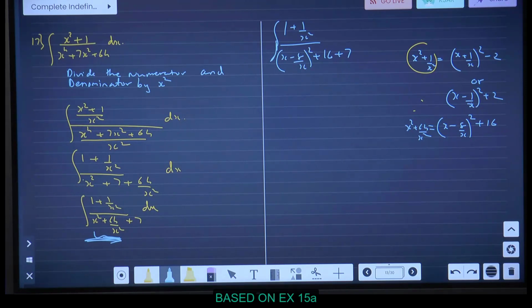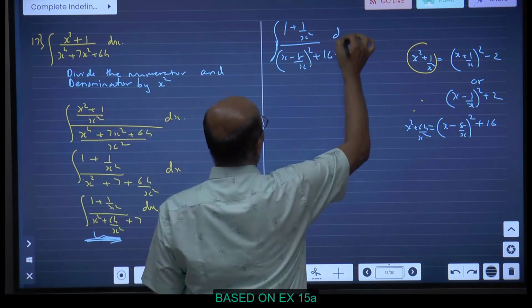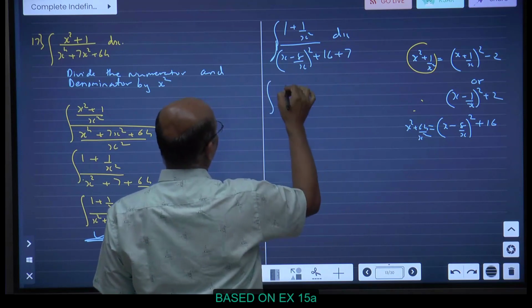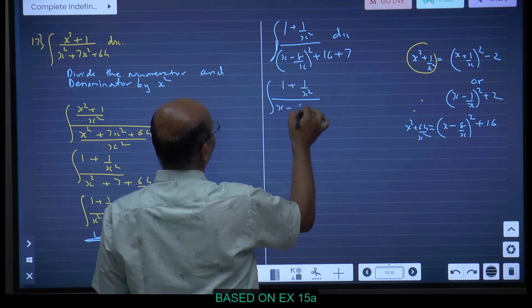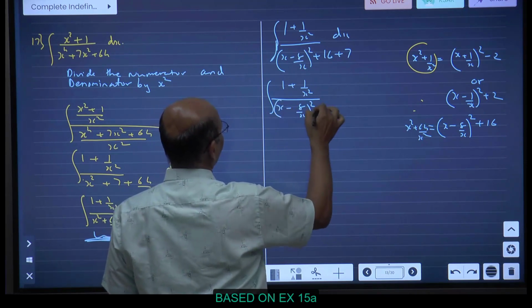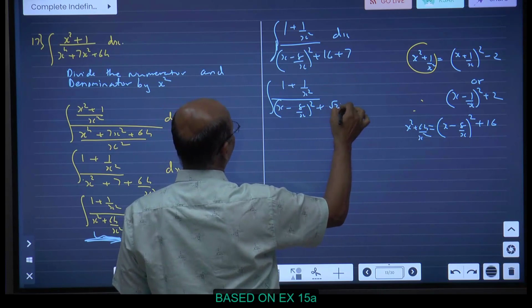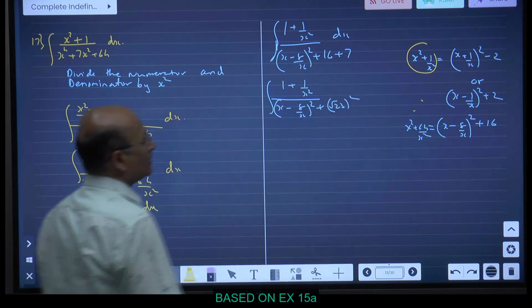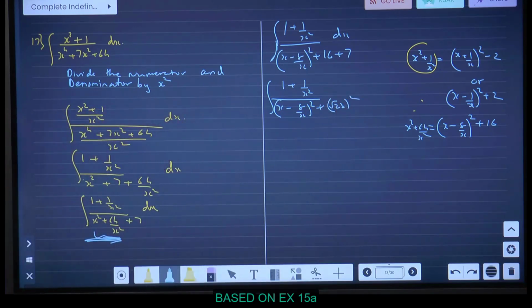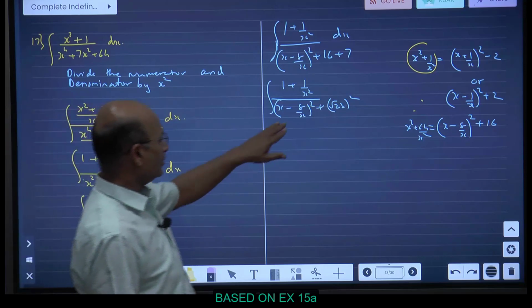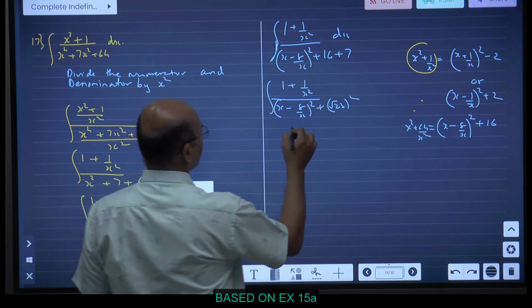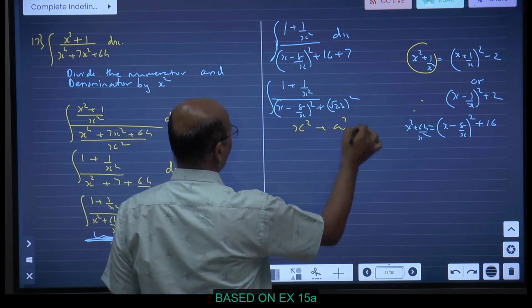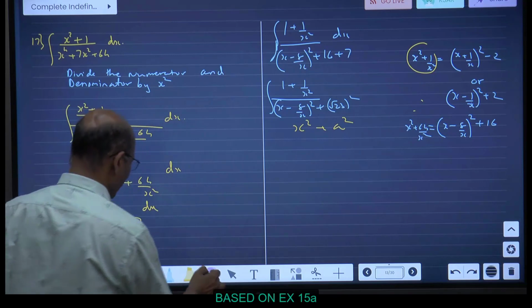Just have a look at this particular pattern. Once you finish with this, there is a dx here, don't forget it. Now the job is over. This is 1 plus 1 upon x square upon x minus 8 upon x whole square plus root 23 whole square, because it is 23 square. If you see this, this is my x, this is my a. So don't you think this is the x square plus a square formula? No, wait, don't jump the gun.